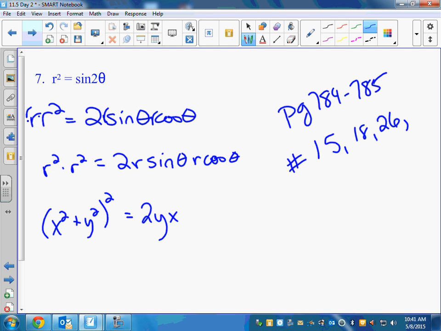Some of these say graph. You don't have to graph, okay? Oh, there's some good ones in here. You already have 4 of them. They're not that bad to do.